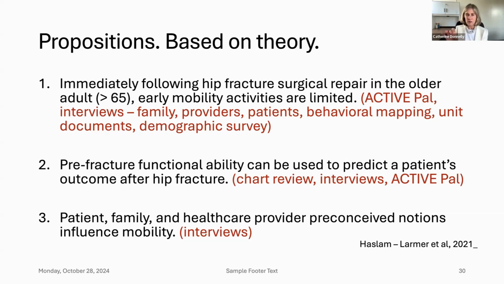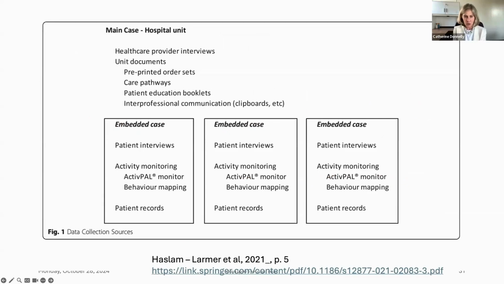So again, I've purposely put the data collection linked to the propositions so you can start to think about how you might map some of those results. And this is the visual of her study here. You can see her main case was the hospital unit. She had certain elements that she wanted to understand about the context of that unit. So she did a number of interviews with providers to get their understanding of guidelines in terms of implementation and their knowledge and attitudes, and looked at a number of documents as well. And then each embedded case was a patient. So she did interviews, she did monitoring, and then she looked at patient records.